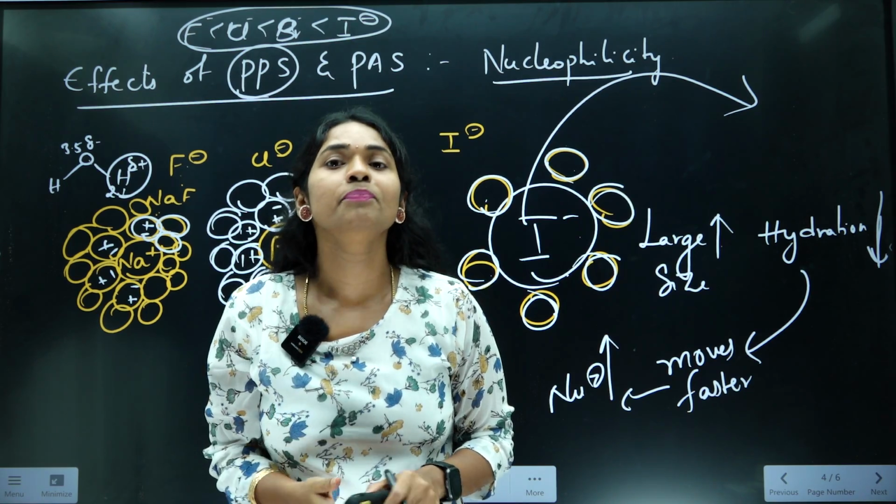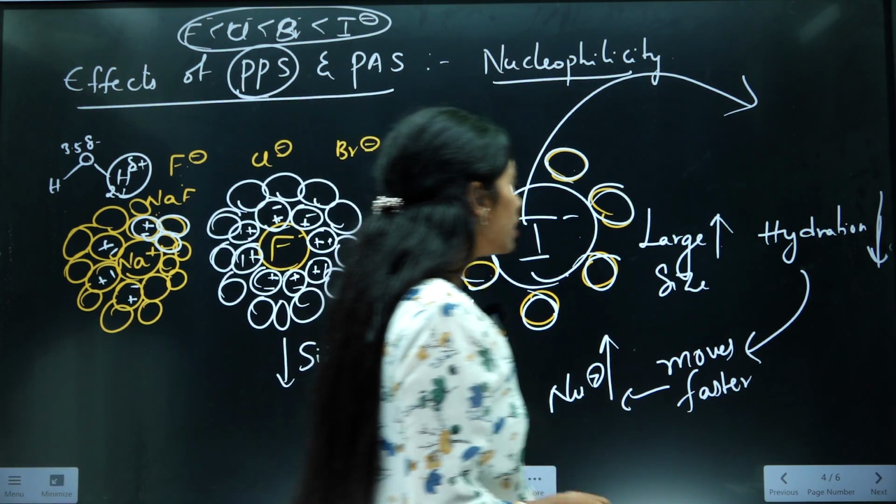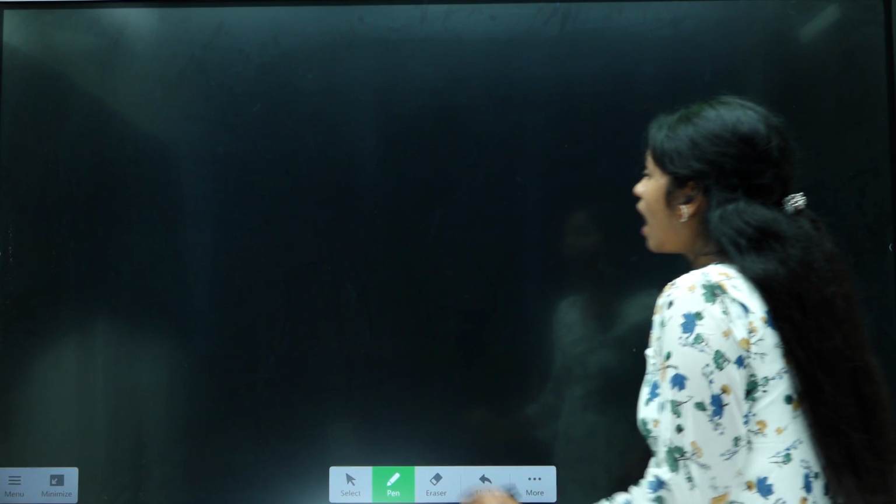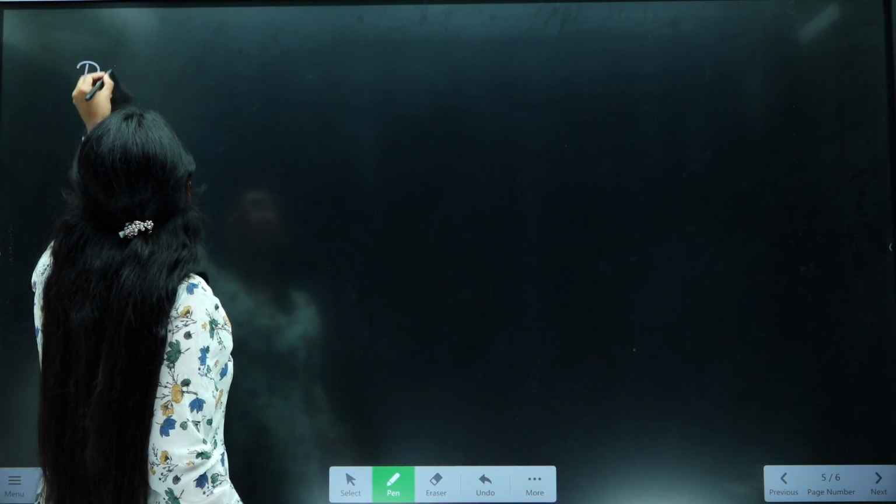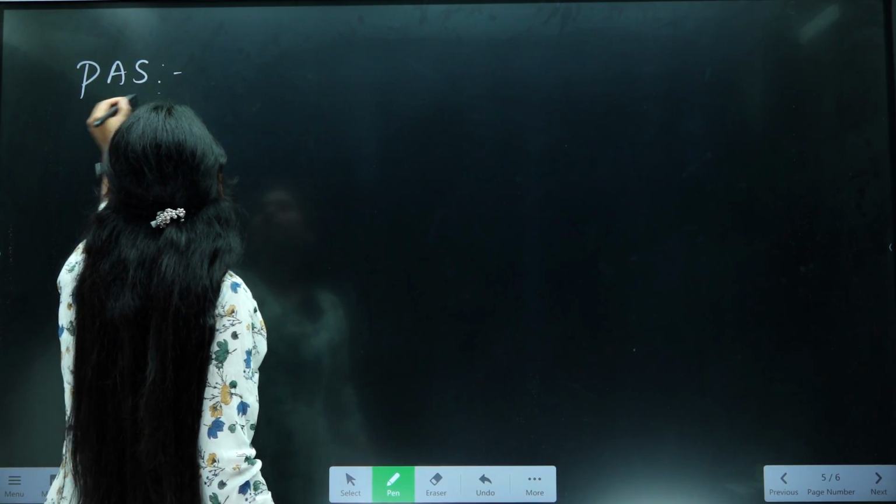This point is clear. Now, let us see what will happen in polar aprotic solvents. Listen carefully.